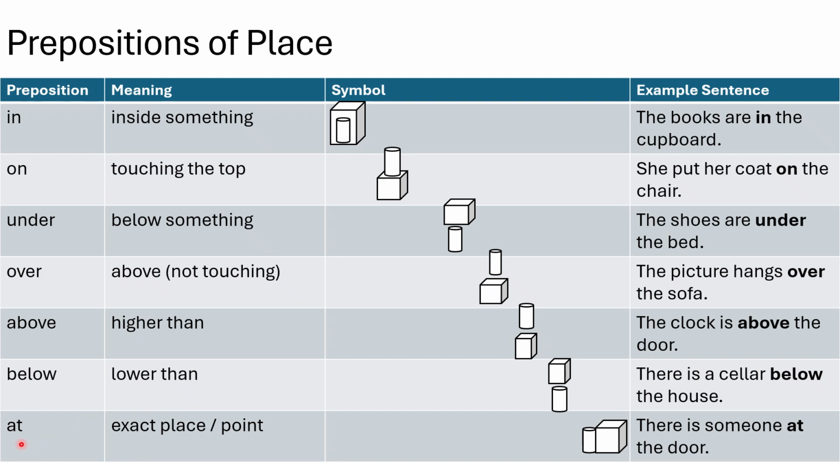The preposition at means the exact place or point. This symbol illustrates the cylinder at the box. Listen to the example sentence. There is someone at the door.